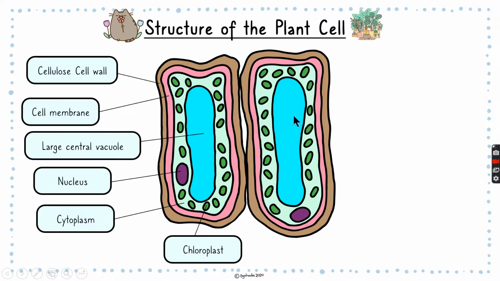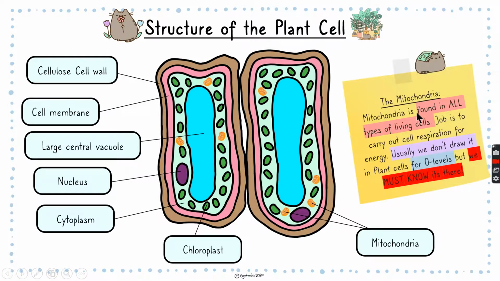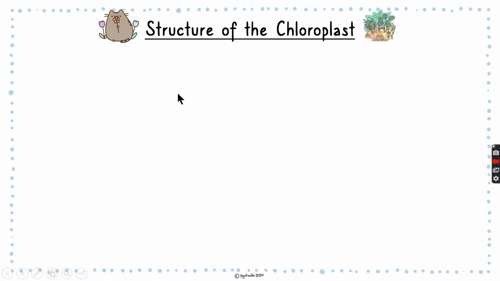So plant cells are right next to each other, something like this. And actually, we don't really draw this in the diagrams, but you also have mitochondria in plant cells. The mitochondria is found in all types of living cells. The main job is to carry out cell respiration for energy, but we don't usually draw it in plant cells for O levels, but we must know that it's there actually.